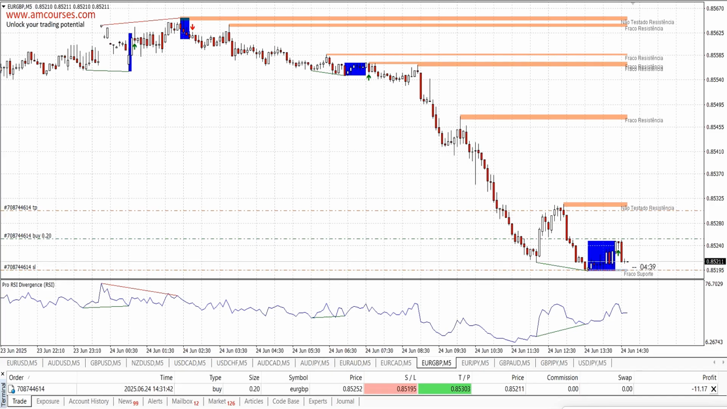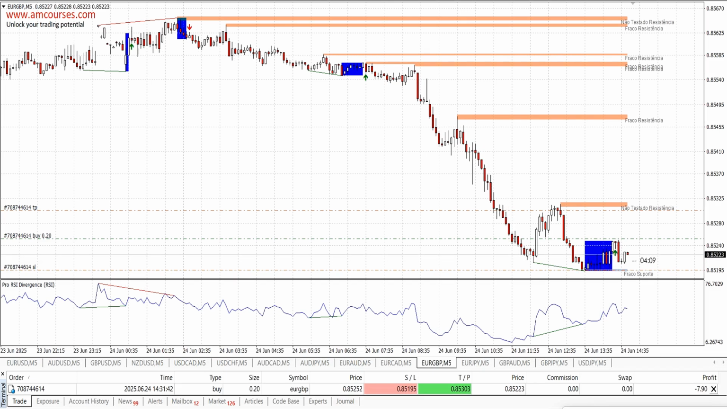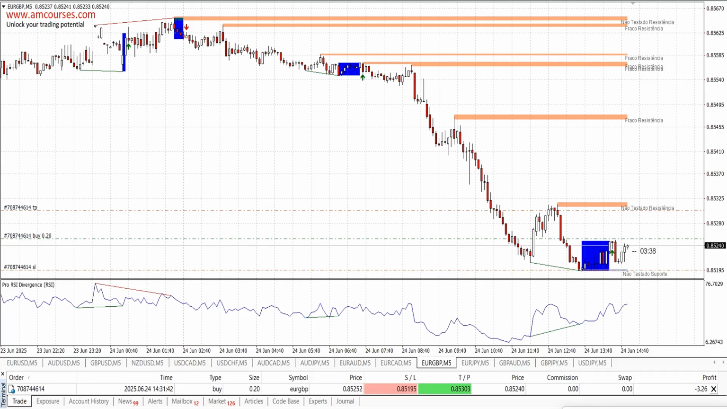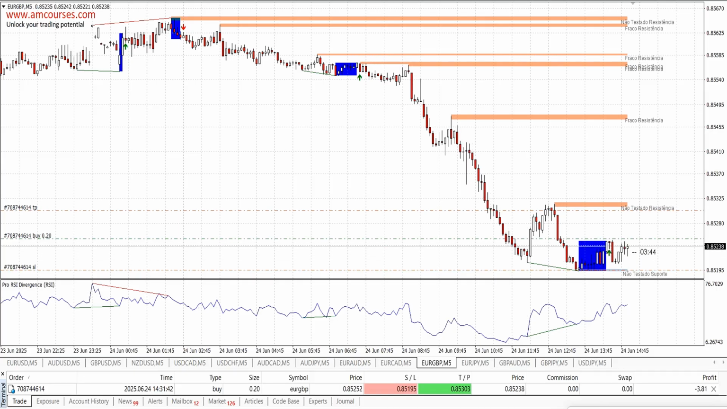Step 1. Bullish RSI divergence detected. Price was making lower lows, but if you look at the RSI below, it was making higher lows. This is a classic bullish divergence, which often signals that the selling pressure is weakening and a bounce may happen soon. Step 2. Green buy arrow appeared.